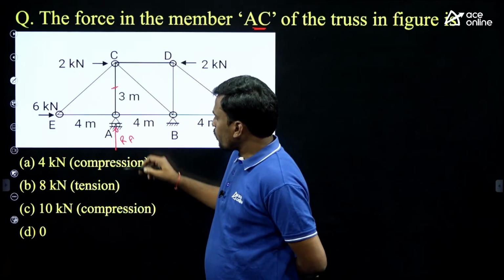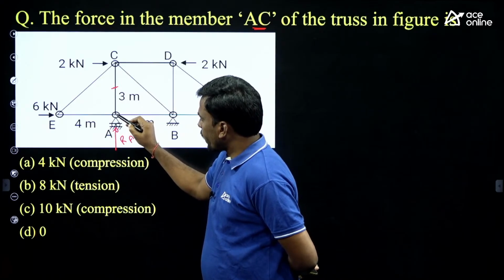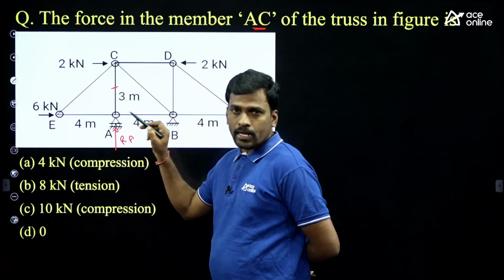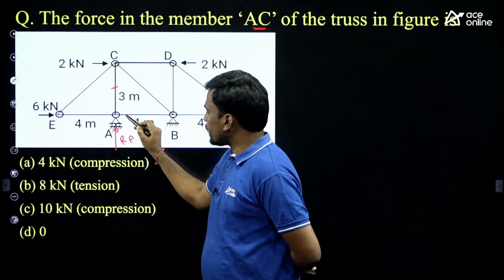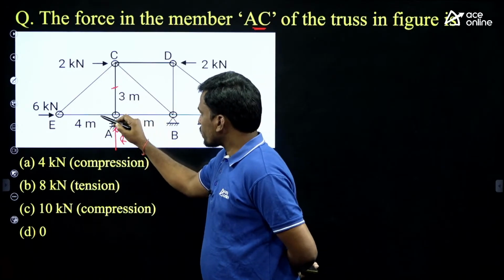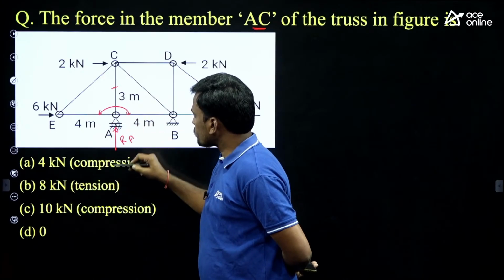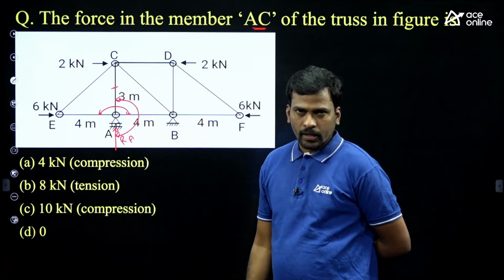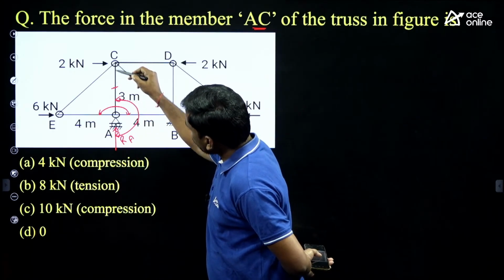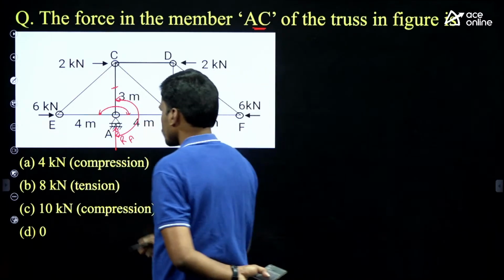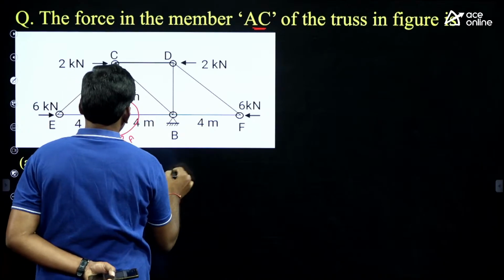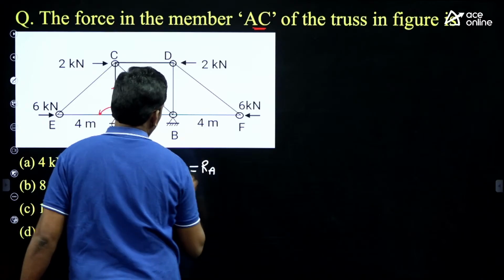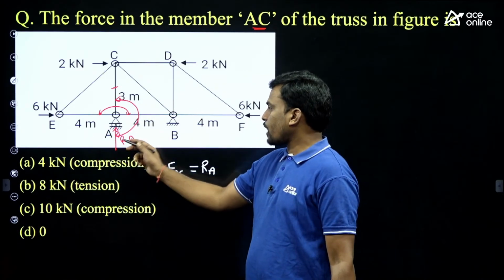Now, at joint A, how many members are meeting? 4. I'm saying treat this reaction as a member only. The number of members meeting at joint A is 4. And students, these two are collinear and these two are collinear, nothing but a pair of collinear members. It means the force in member AC equals the reaction RA value. Both are the same only. Now if you find the reaction RA, it is sufficient.